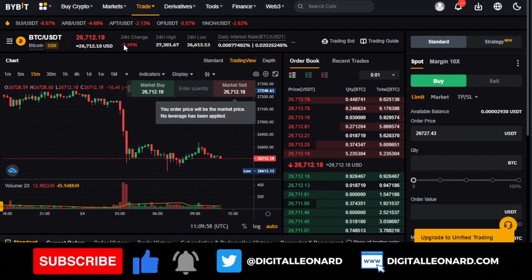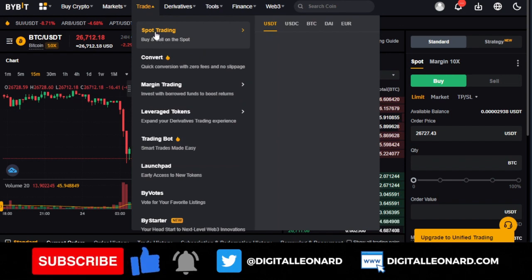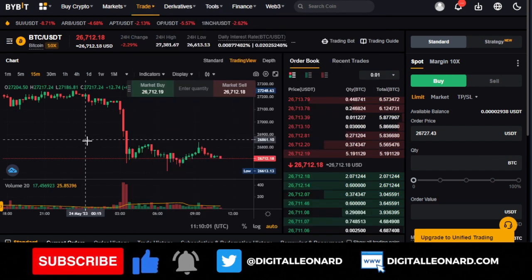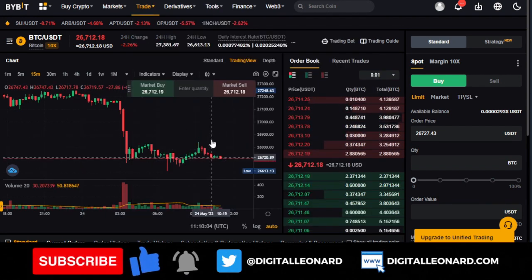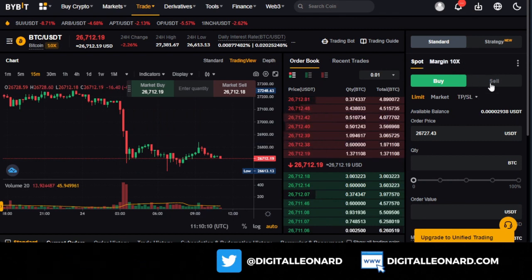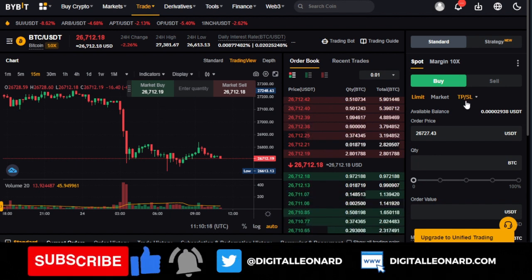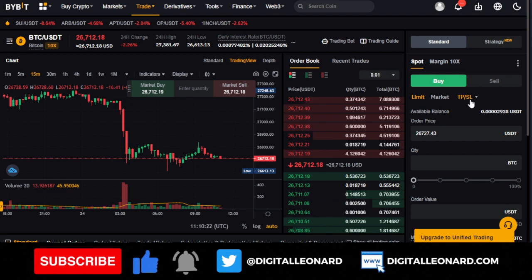Now, when you go to the BYBIT exchange, this is the spot trading interface. Once you go to trade, you go to spot trading. On the app, you just see the option where it says trade. That is your spot trading option. Here, where we are, we have the spot, and if I want to buy or sell, you have limit, you have market, and then you have the other option, which is take profit and stop loss. The TP stands for take profit, the SL stands for stop loss.